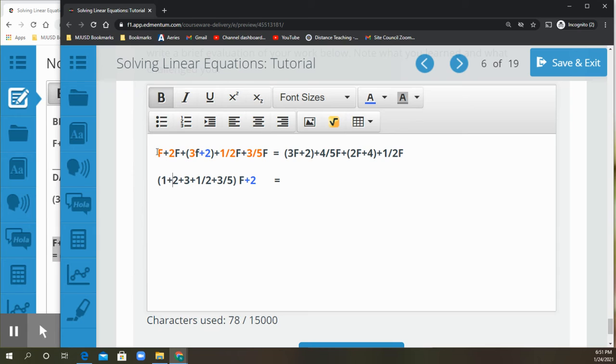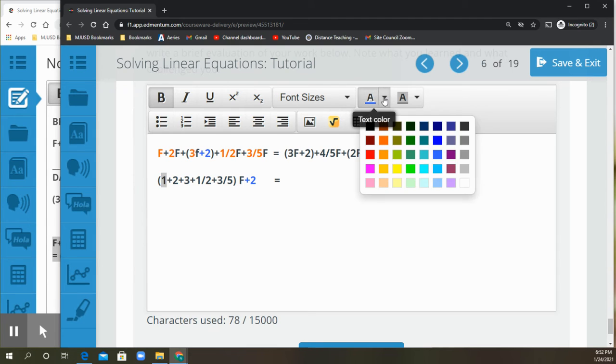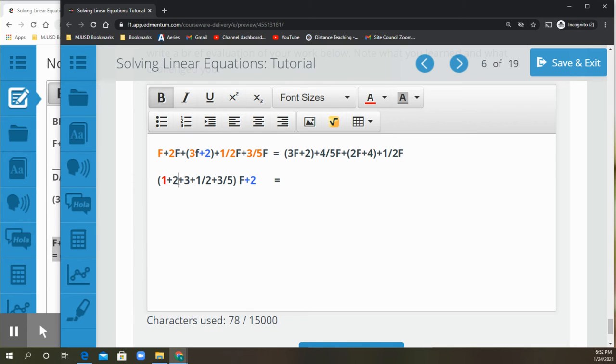So the way I did that was I looked at the terms that are similar and put them together. So one fish, red fish, two fish, two fish. So this would be red, and this would be red, and this would be red, and this is red, and this is red. See? 1, 2, 3, half, 3/5.